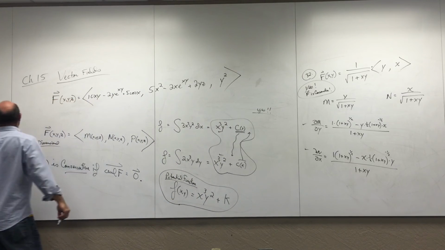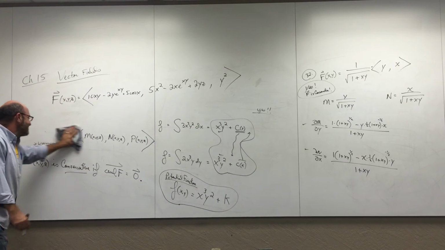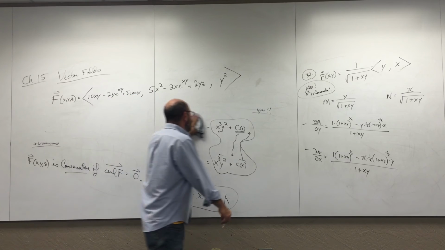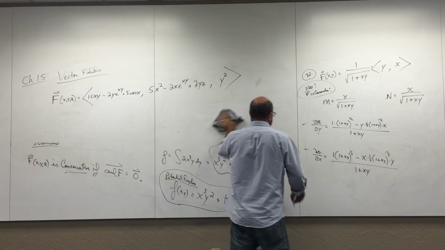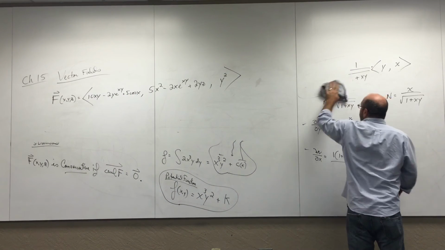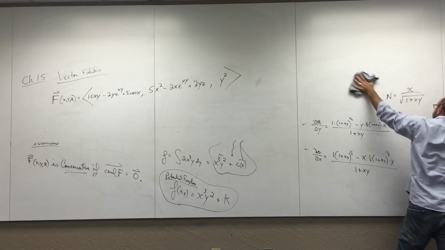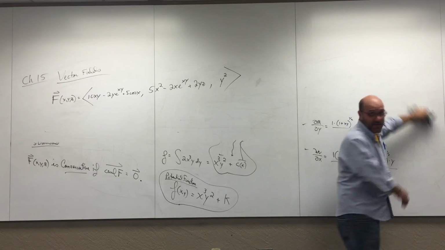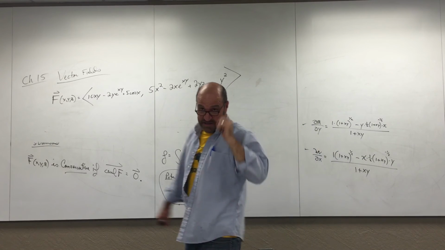Wow, dude. Look at that. That's a 3D vector field. It's a nasty one too. What's the question? I think the question is, is it conservative?